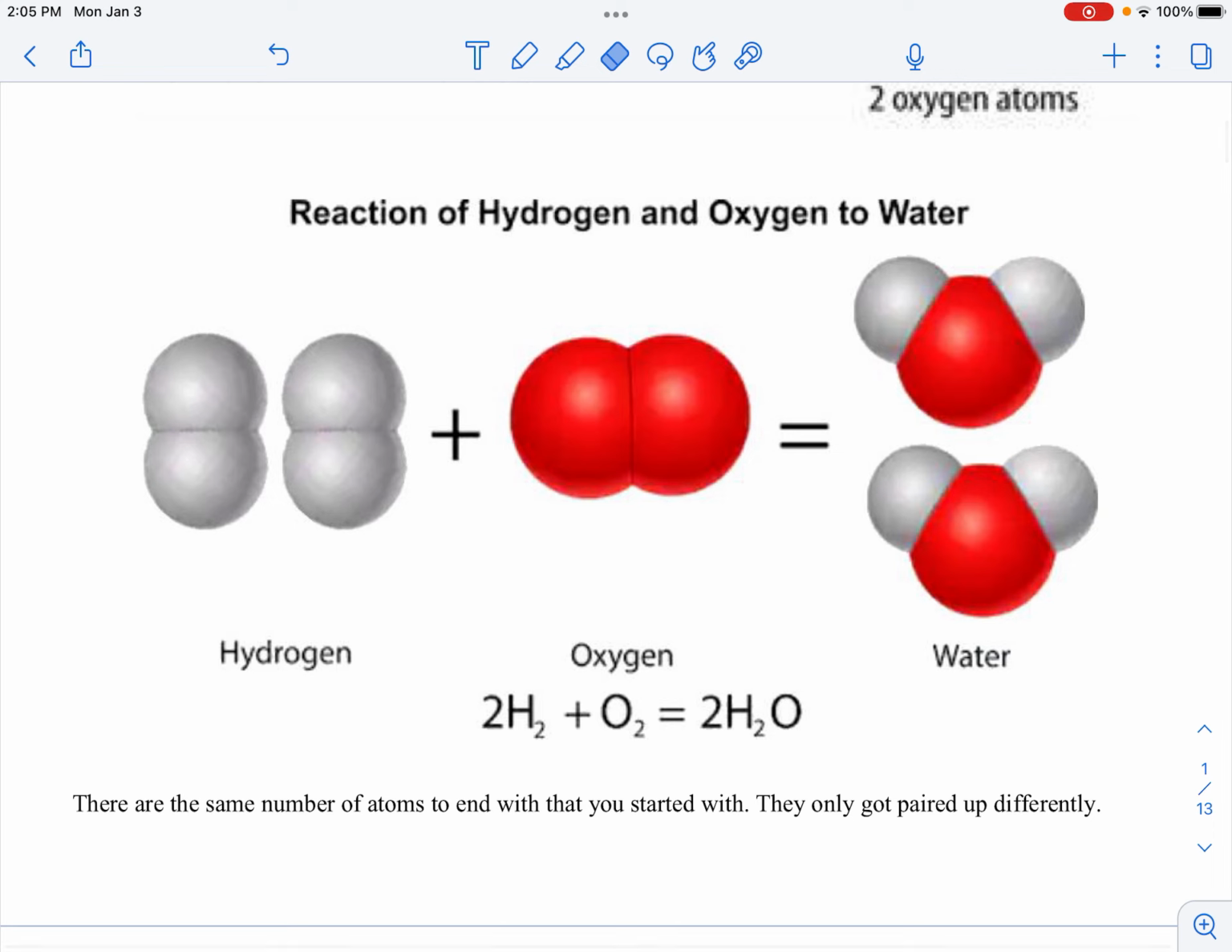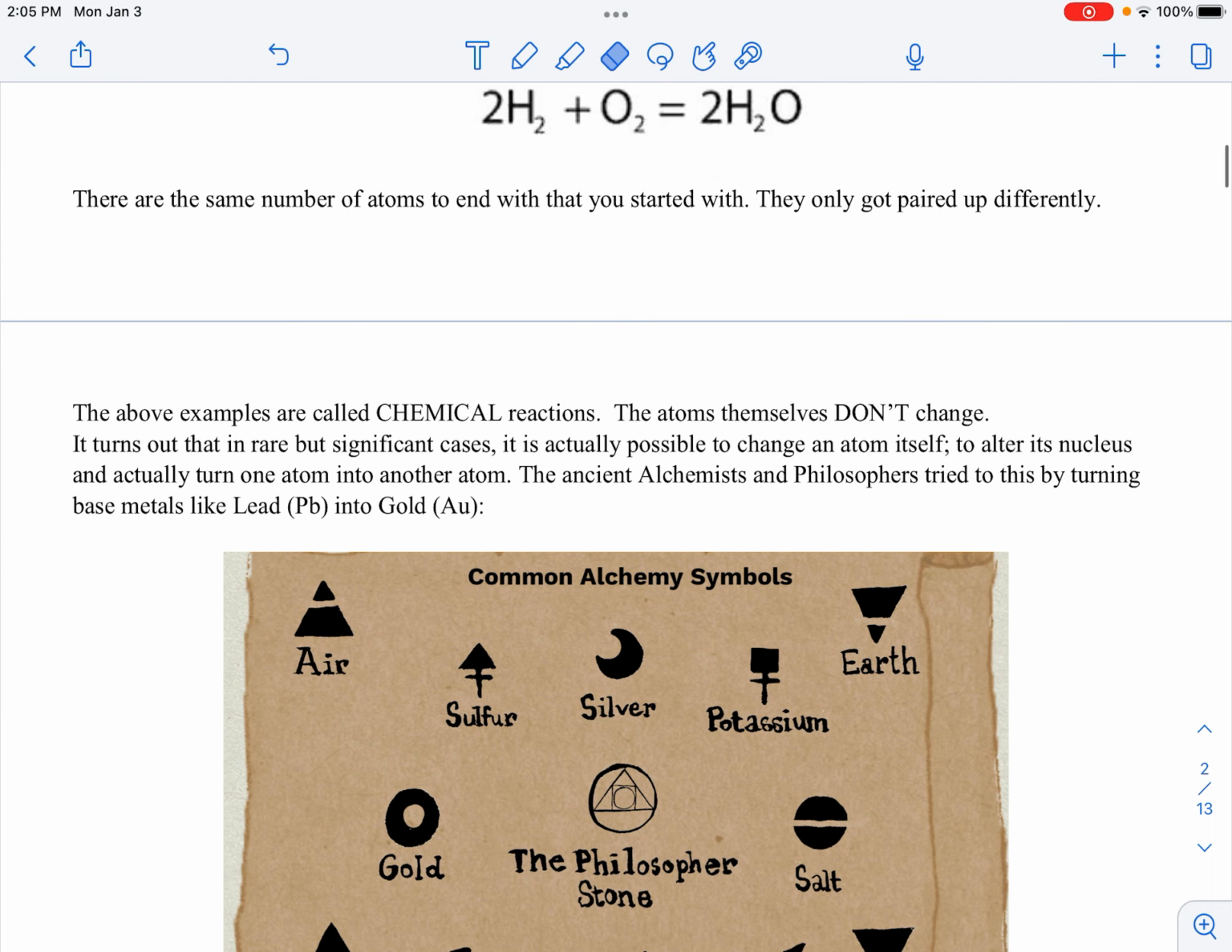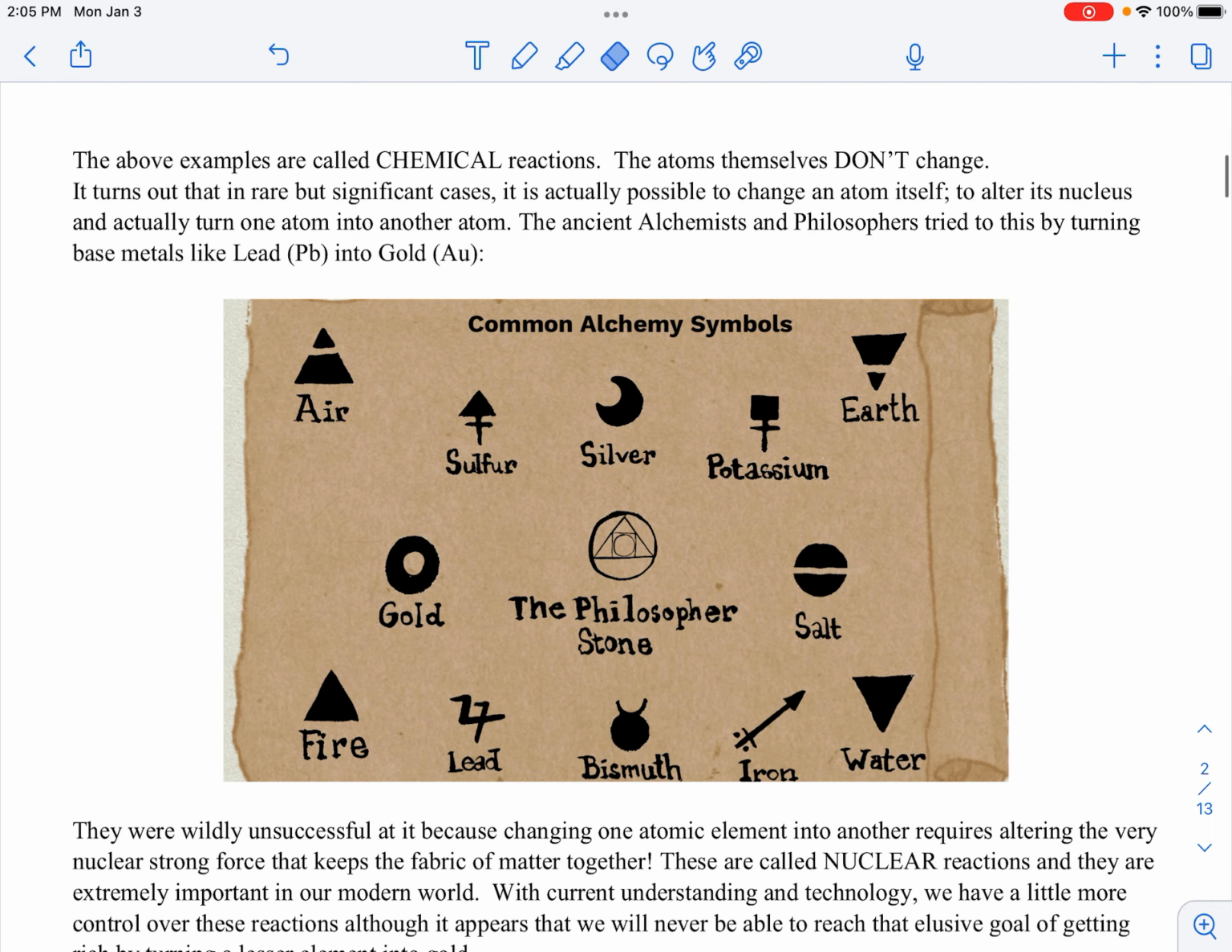These are chemical reactions. The same number of atoms that you start with on the left is going to be the same as you end with on the right-hand side. And that is what 99% of the reactions that we look at in a first-year chemistry class are concerned with. However, in a nuclear reaction, you are actually messing with the nucleus itself. The atoms change. Now, people have been trying to do this since the dawn of time.